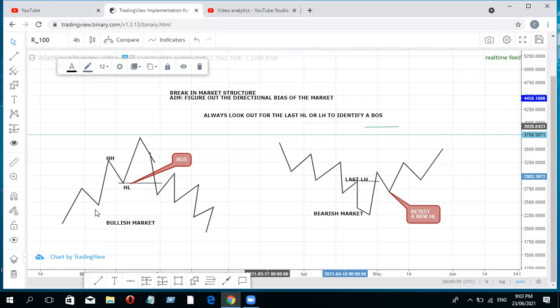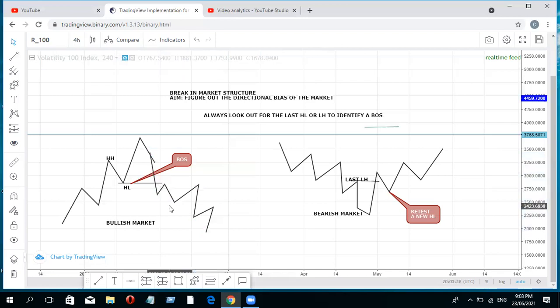Then if it's a bullish market, when you see the market break below the last higher low, you're looking to sell, not buy anymore. You want to see price give this retest. Sometimes it might just retest and stop maybe somewhere around here, and then it sells down. So that is it about the break in market structure.